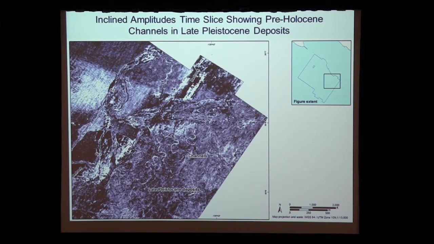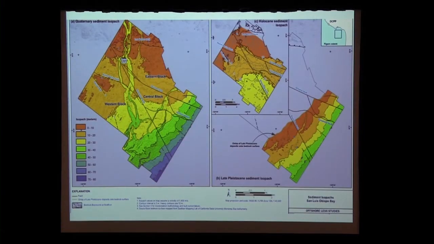So this is another very nice image that we can use for not only determining our stratigraphy, but also getting a handle on when these channels were formed. We've actually isopacked the Quaternary sediments, which is shown in this part of the slide, and this is the Pleistocene part of it. This is the boundary, and I'll mention that periodically as I go through our talk, where this boundary laps up. This is the Pleistocene deposits, and then it laps up onto the bedrock surface.